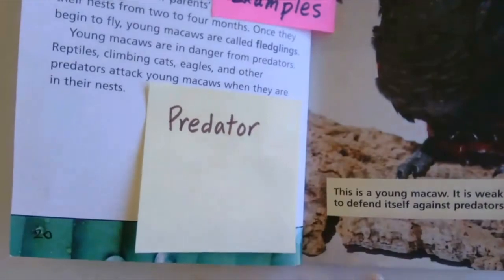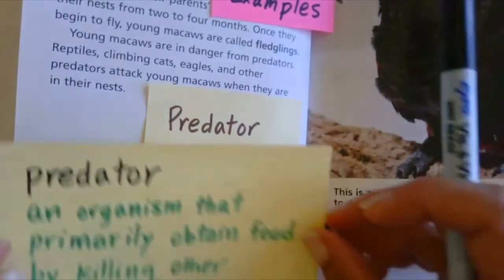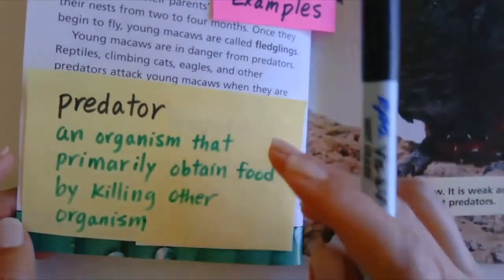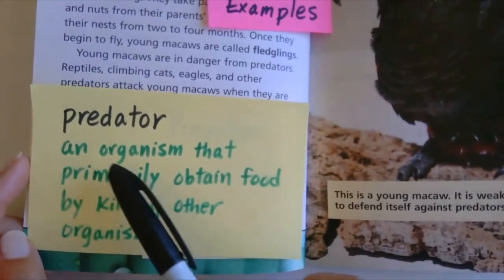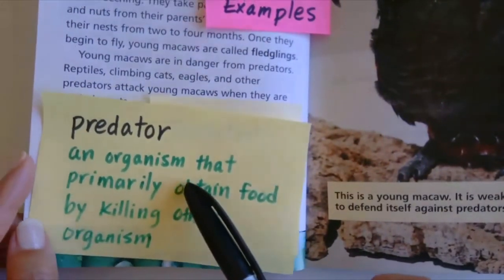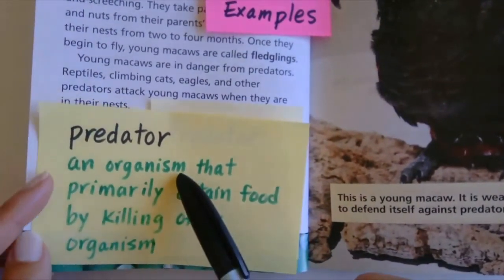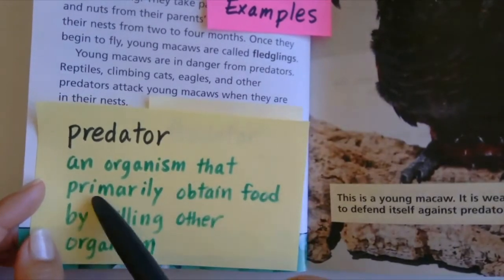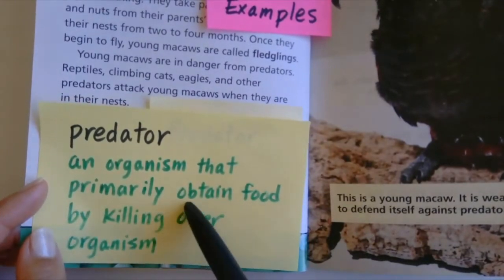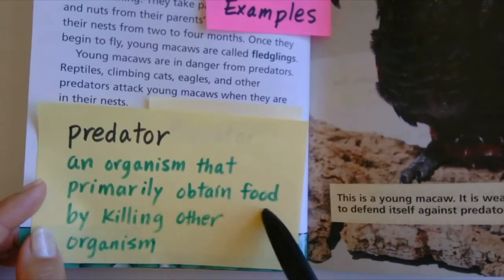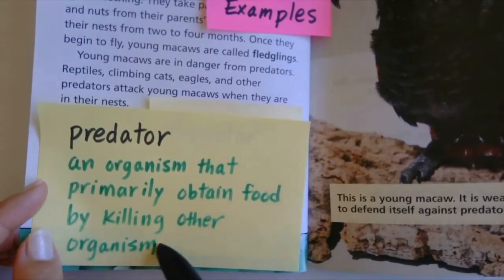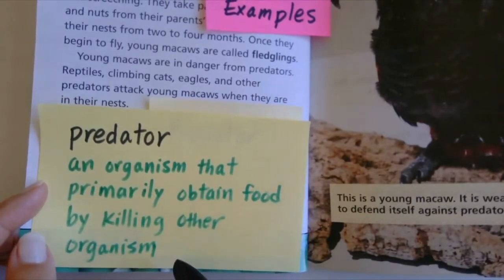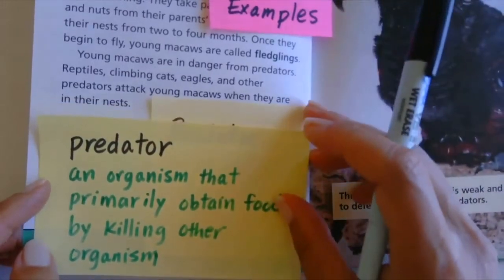So I can conclude, I can figure out the meaning of predator. It must be an animal or an organism. Anything that is living, we call that organism. So it must be an organism or animal that mainly obtains its food by killing other animals or other organisms. And that's what predator means.